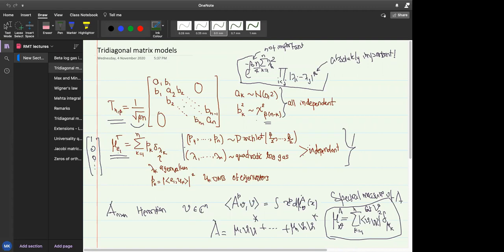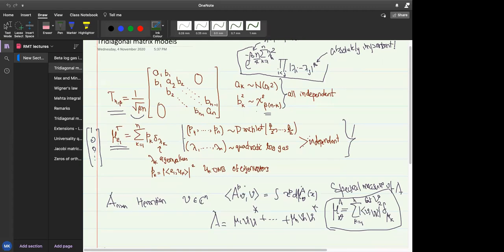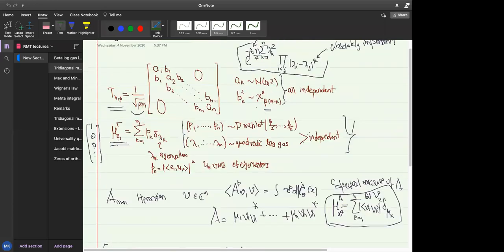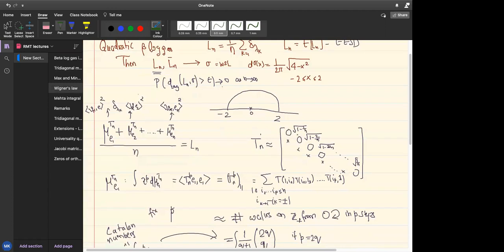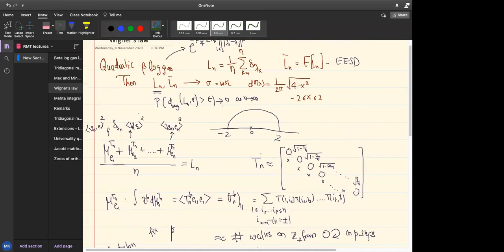Therefore, ak by square root beta n is very small, and bk is approximately like square root beta times n minus k. That's what a chi random variable looks like. So bk square is like beta times n minus k, and bk is like square root of beta into n minus k plus a Gaussian. Because of that, I just simplified the random matrix to the following one. If I take into account the scaling, I get this random matrix where it's tridiagonal, zeros on the diagonal, and square root 1 minus 1 over n, square root 1 minus 2 over n, etc. on the off diagonal.